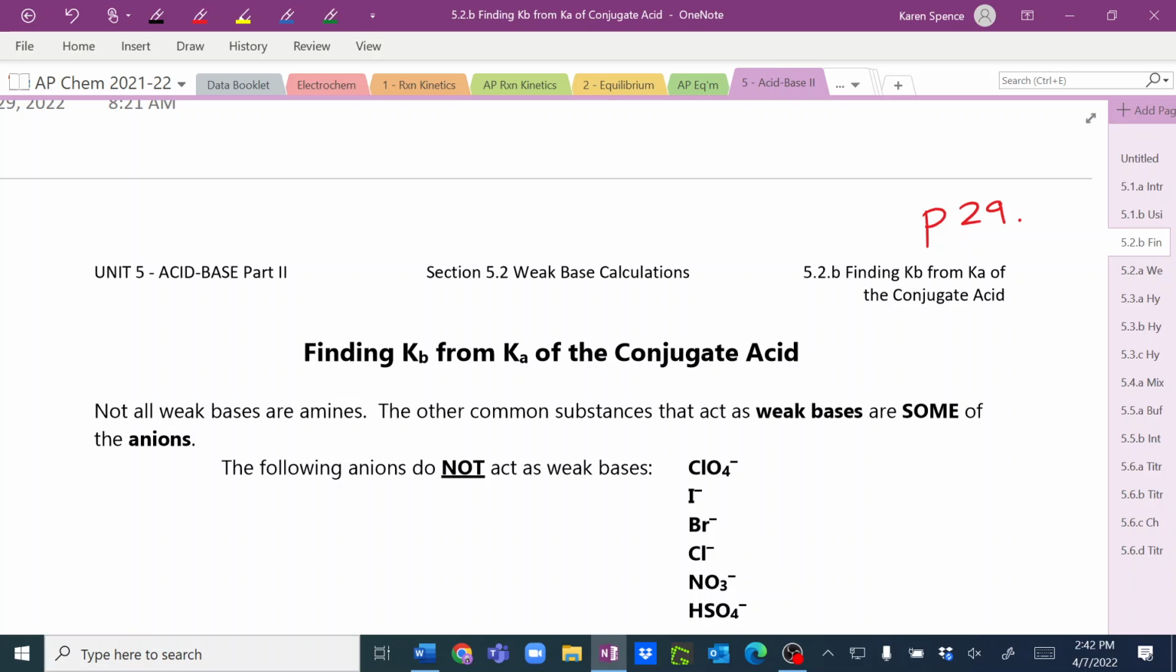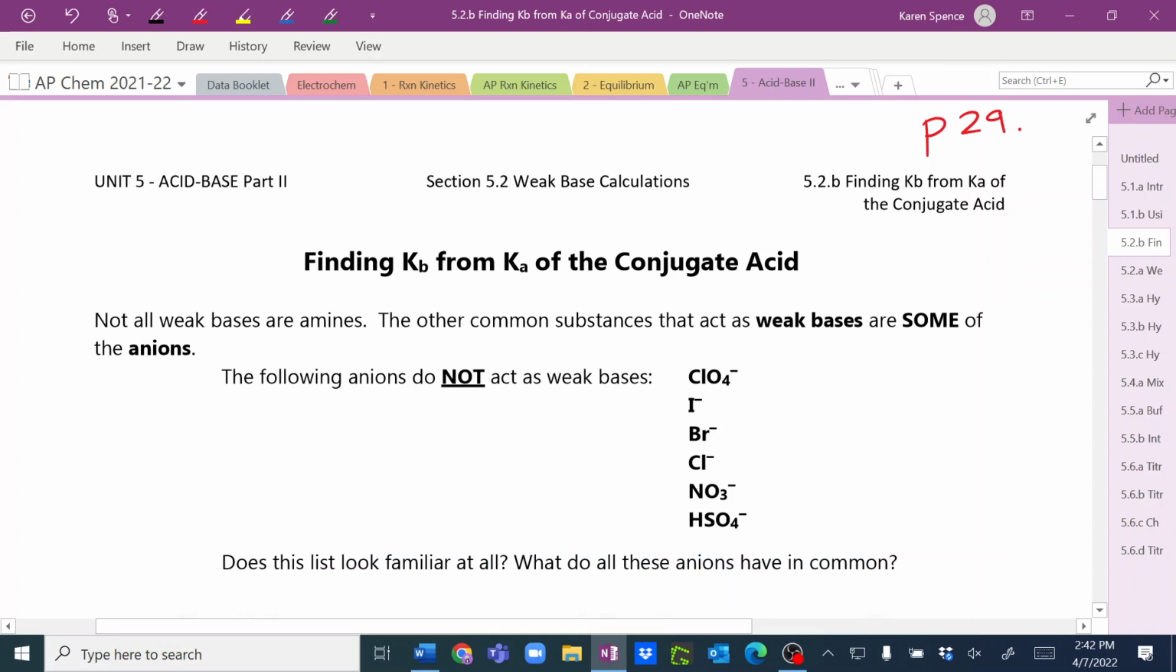Okay, not all weak bases are amines. Some other common substances that act as weak bases, this is page 29, are some of the anions. Now, I'm going to start with the ones that do not act as weak bases. These are the substances which do not act as weak bases.